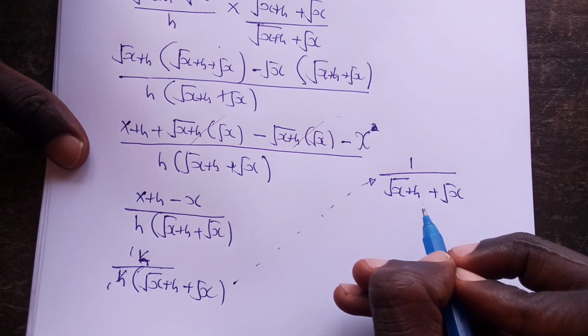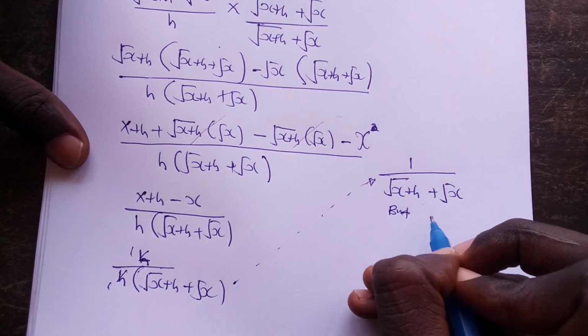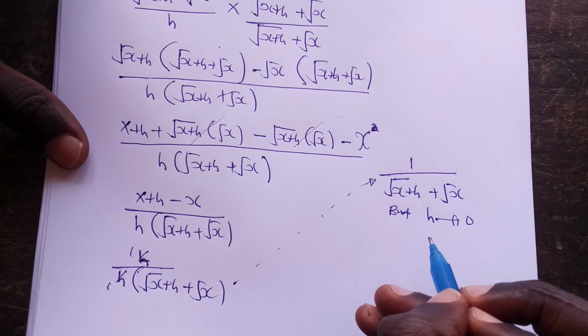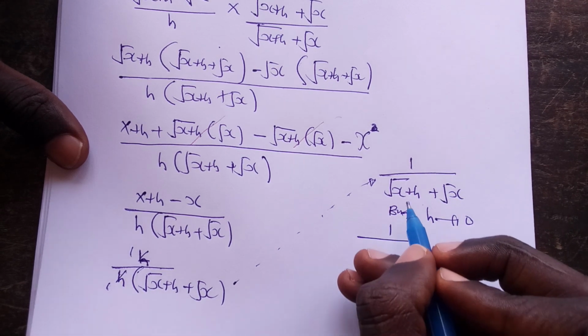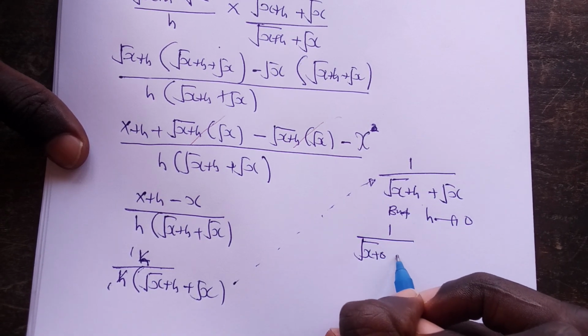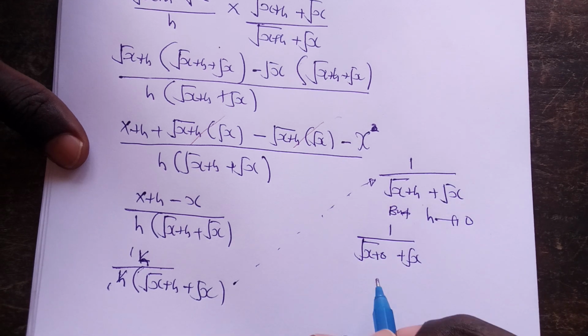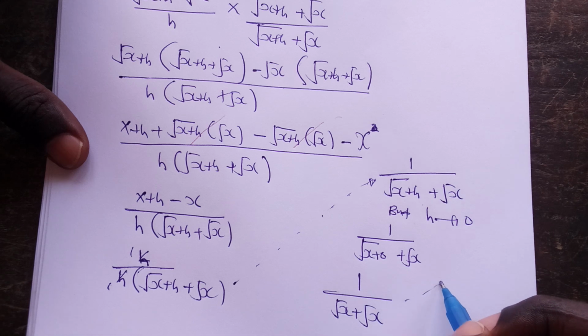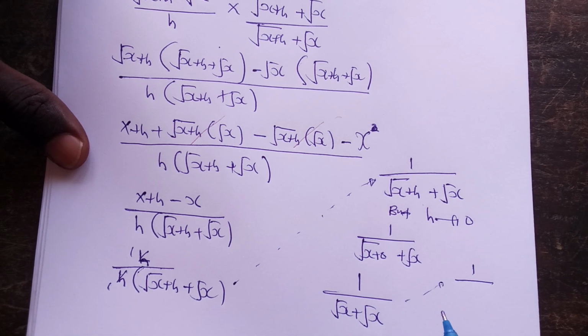Let's know that h tends to 0. It means the value of h that you are given is 0. From this we substitute now. Now we have 1 divided by root of x plus h, and h is given as 0, plus root x. Then this becomes 1 divided by root x plus root x, giving you 2 root x.